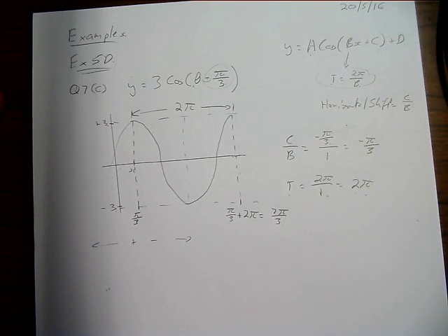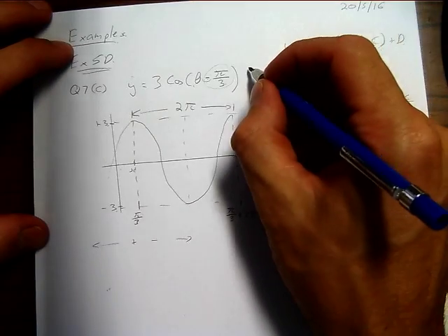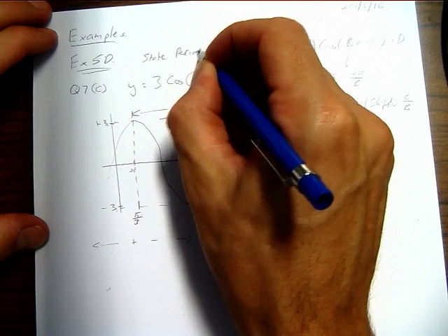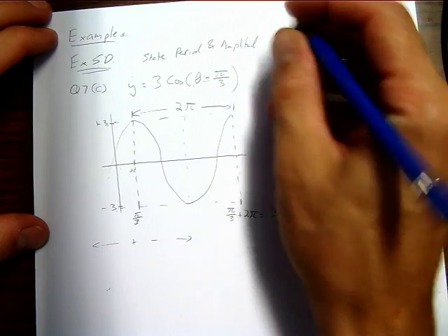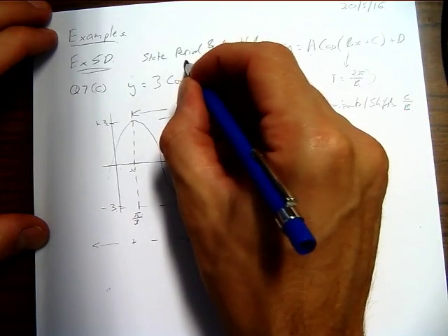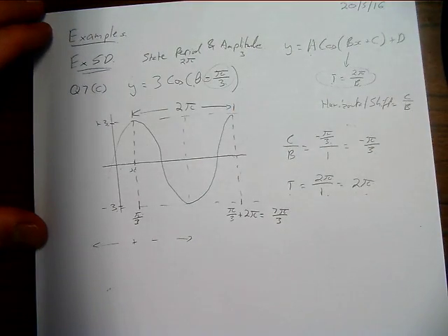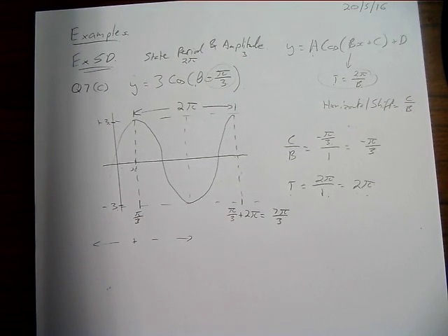But if I refer to the question, it just says to state the period and the amplitude. So the period is 2 pi and the amplitude is 3. So what we've done here is pretty straightforward, I think. Okay? The box does help a lot, so I don't even try drawing anything until I have that box.